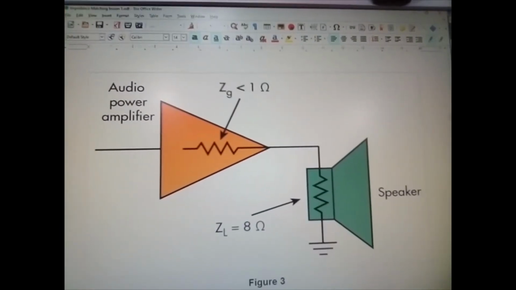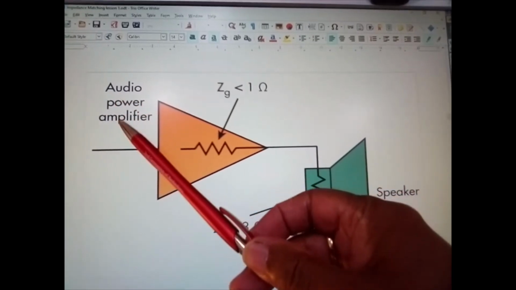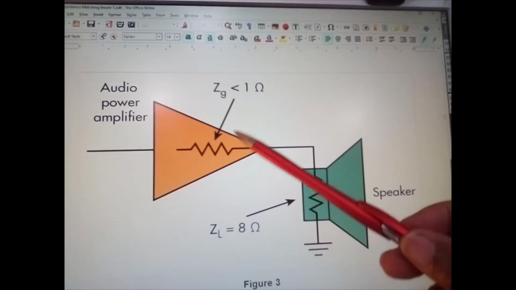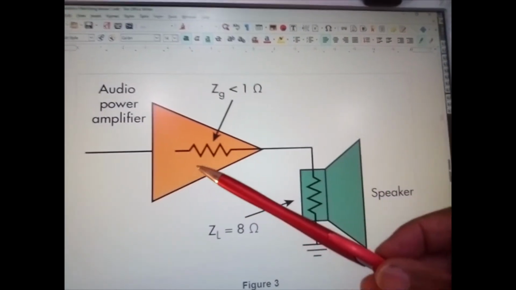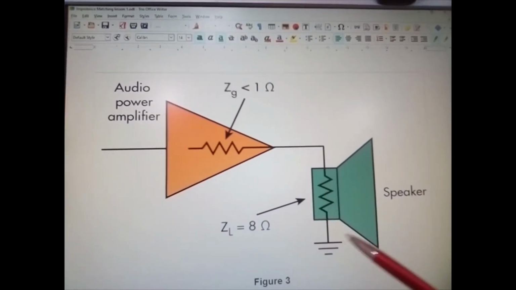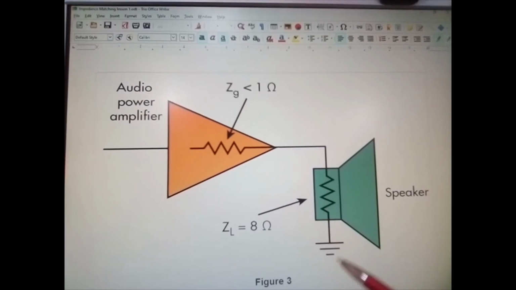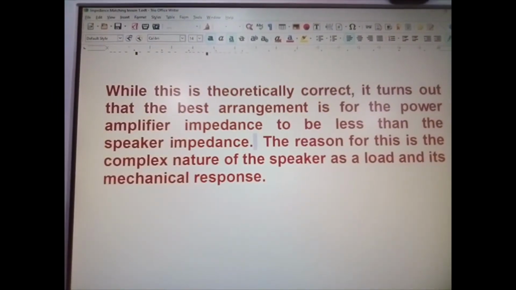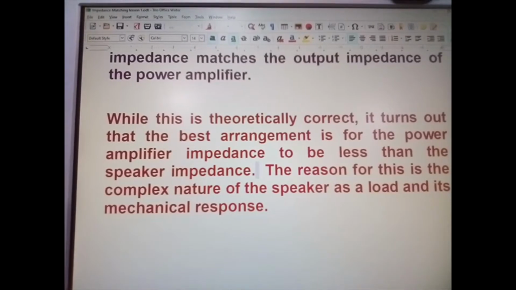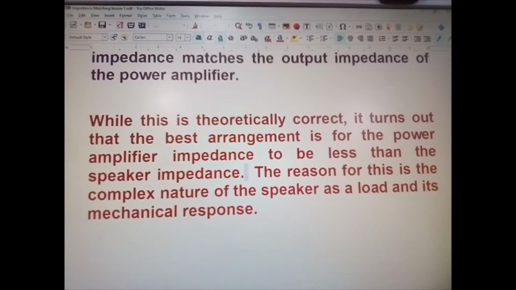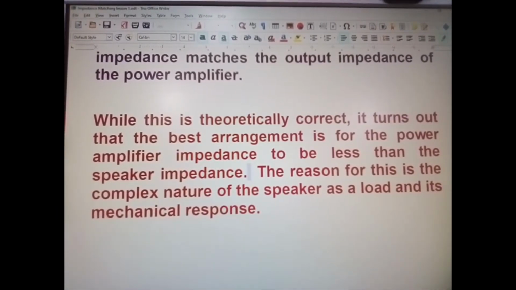And here we have the audio amplifier, power amplifier. ZG, this is your source, okay? And here we have the internal resistance of our power amplifier as 1 ohm. And that's your speaker output, which we've put at 8 ohms. And if you look back at what we've just said, if we make the source resistance lower, we get a better output percentage.